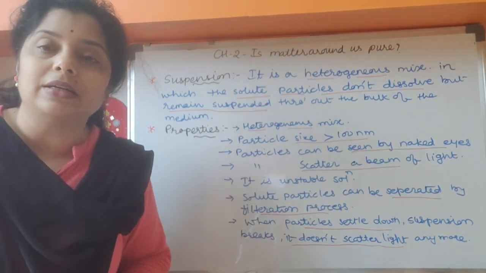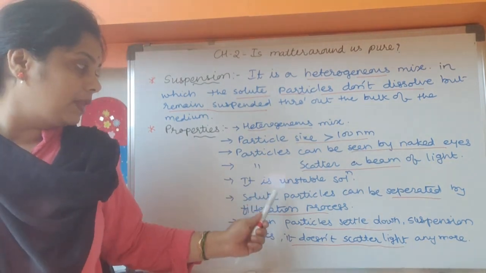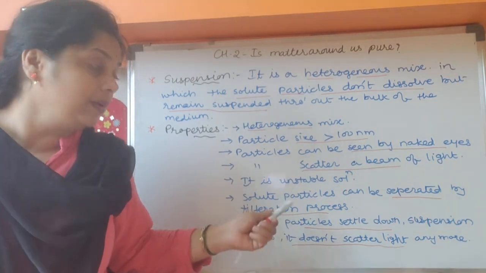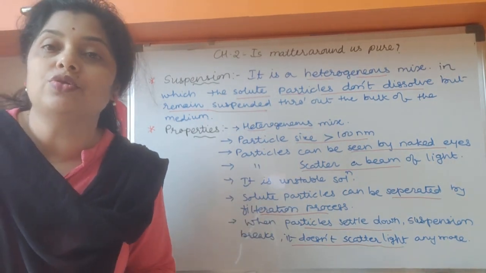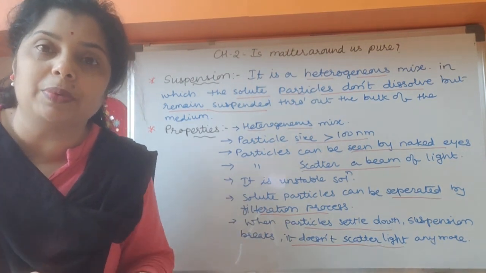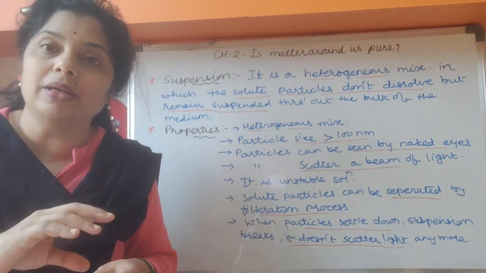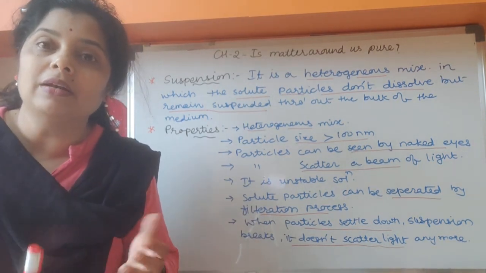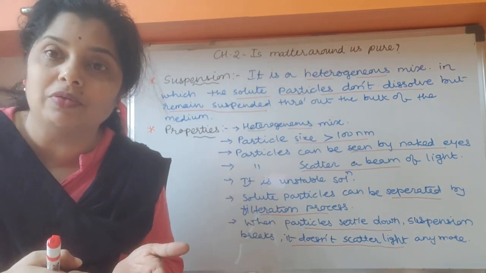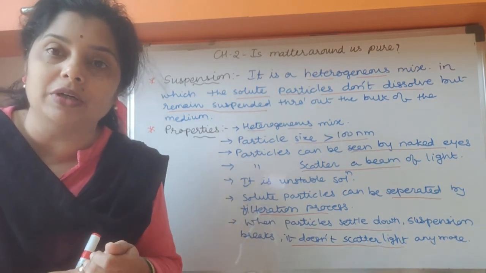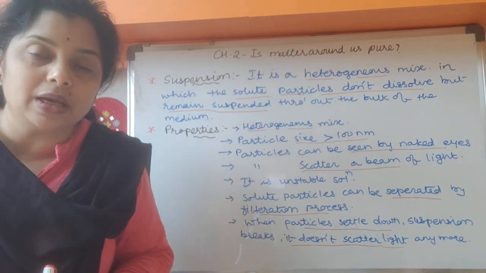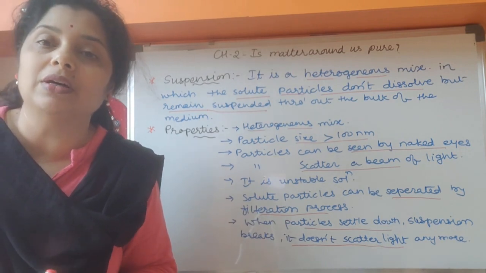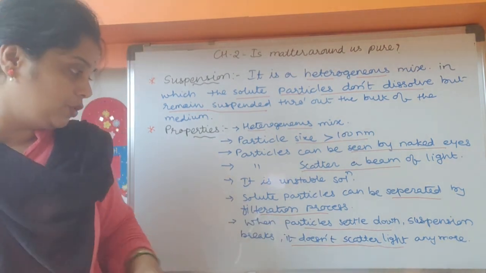Next, the particles scatter a beam of light. Then, the solute particles can be separated by the filtration process. We did this in activity 2.2. I used filter paper, flask and funnel, and poured the mixture of wheat and water. Then we got the residue of the wheat particles on the filter paper. So in a suspension, we can separate the solute particles by using filter paper or the filtration process.